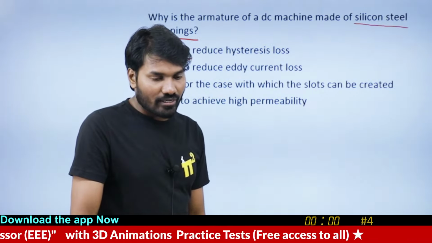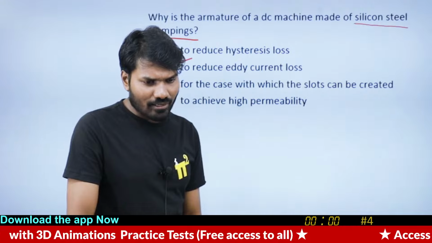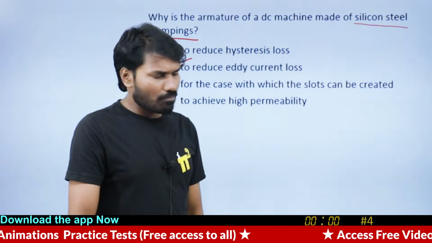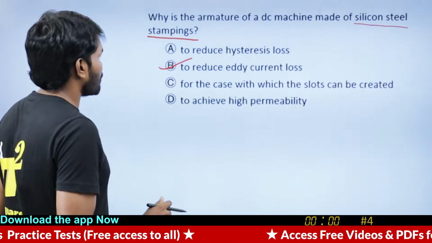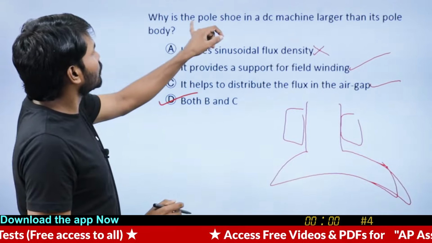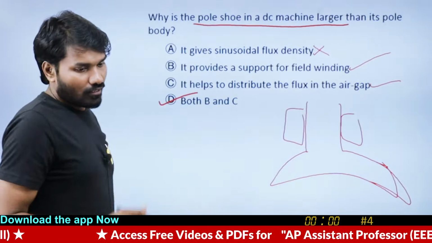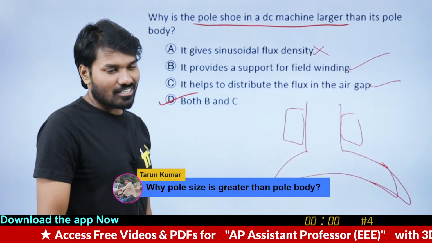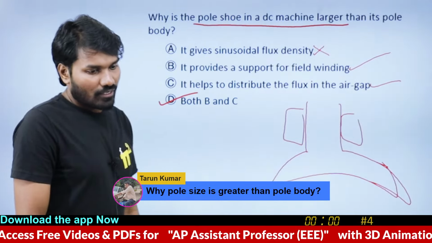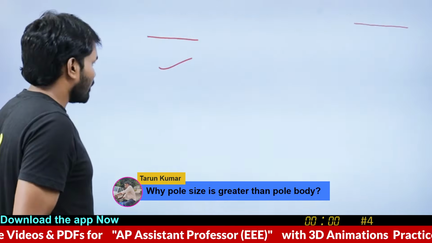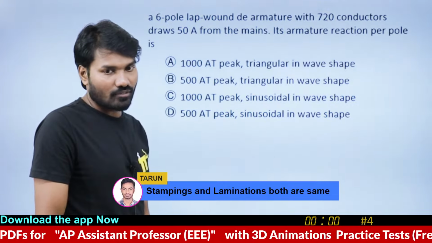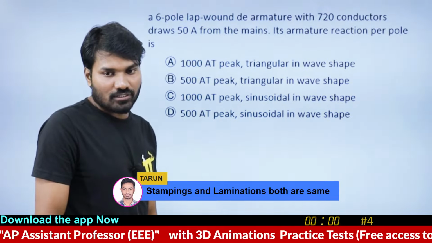Why is the pole size greater than the pole body? Oh, it's a pole size? It's the pole shoe size. Then yeah, it's a pole shoe. Why is the pole shoe larger than the pole? I think Tarun has misunderstood the question maybe. Yes, stampings and this, they are the same. Now I'm moving to the next question.